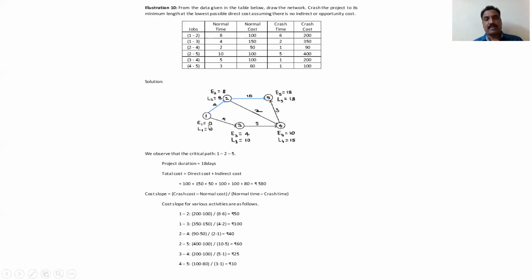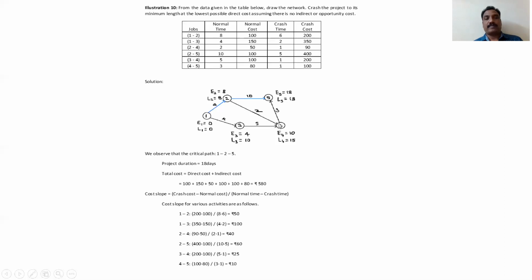First we keep E1 as 0. Here 0 plus 8 is 8. 0 plus 3, 0 plus 4 is 4. Then go to the fourth node, E4. That is E3 plus 5, that is 4 plus 5 is 9. Here 9 is not there. Why? Because 8 plus 2 is 10, and the maximum of these two should be taken. That is why I've taken 10 here.